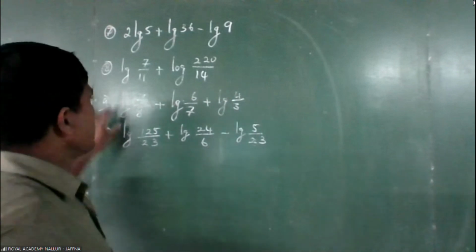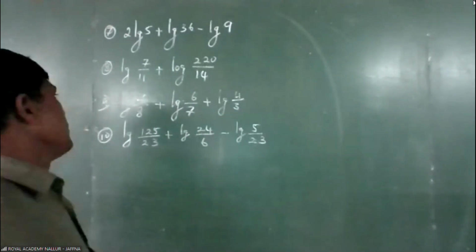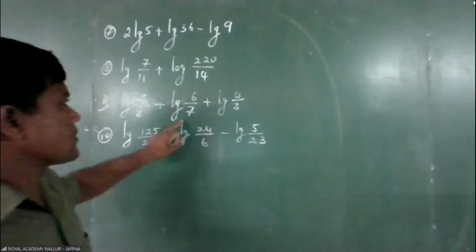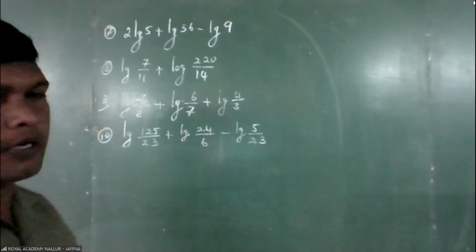Question number 9. Log 7 upon 8 plus log 6 upon 7 plus log 4 upon 3. If you're not clear, then you can ask.